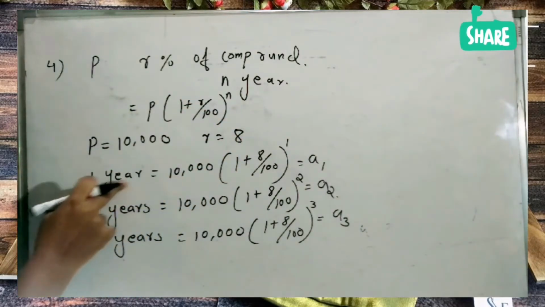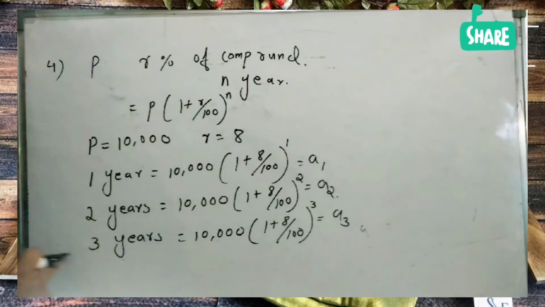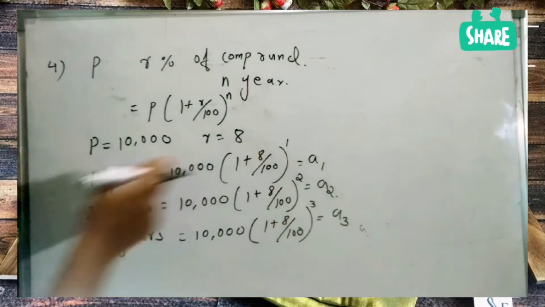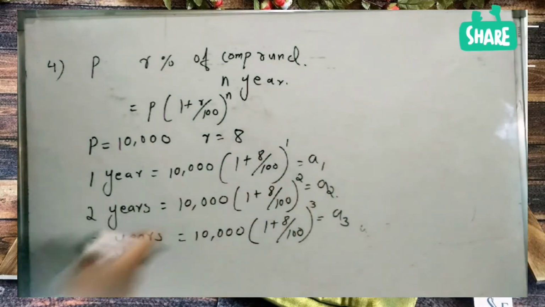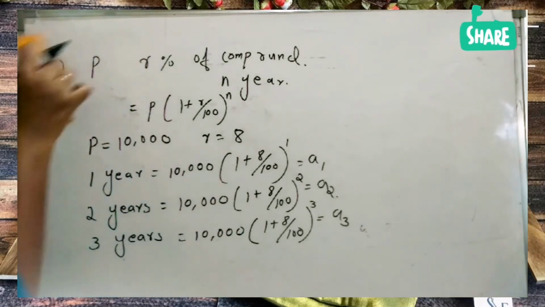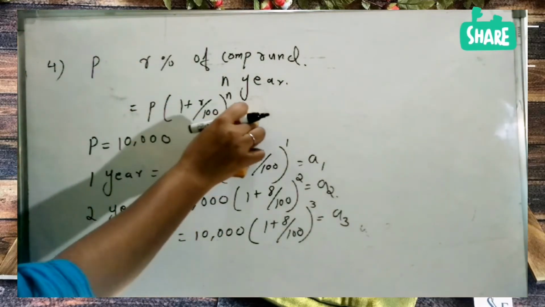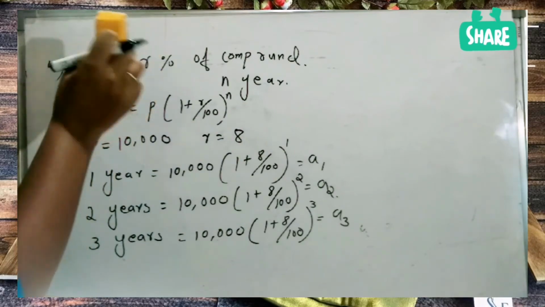After 1 year, all raised to 1 we will have. After 2 years, all raised to 2. After 3 years, all raised to 3. So we got 3 terms, that is A1, A2, A3. So now we need to check. For this problem, you need to know this formula to calculate the compound interest.